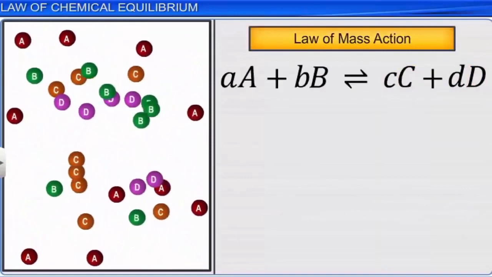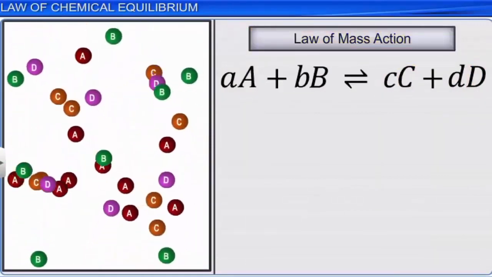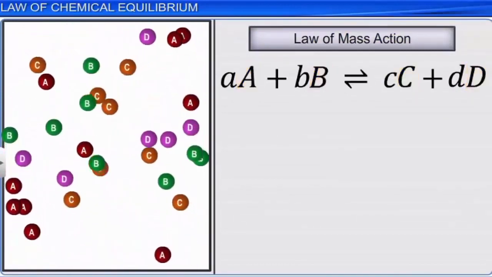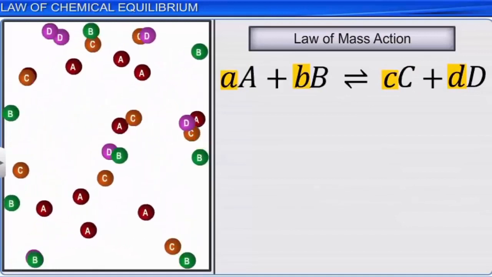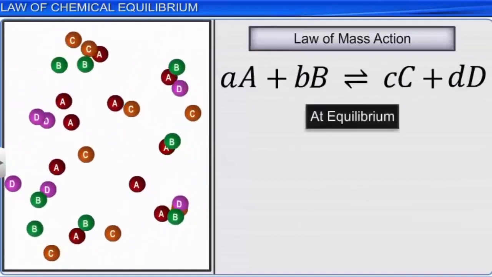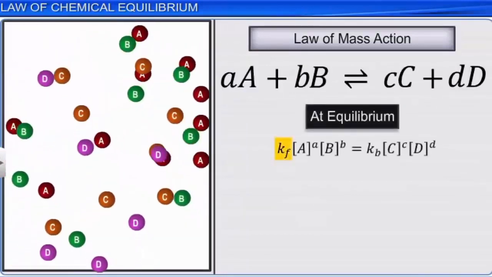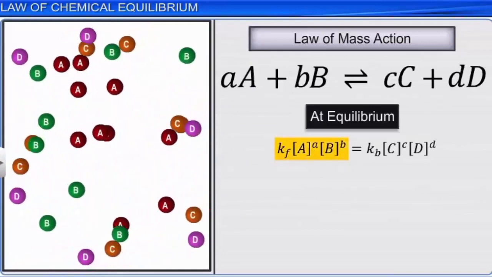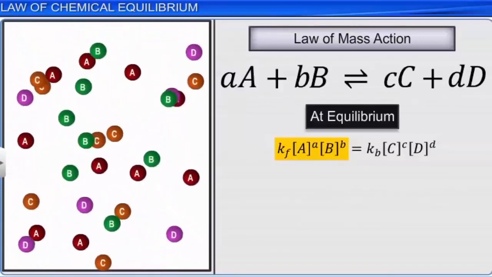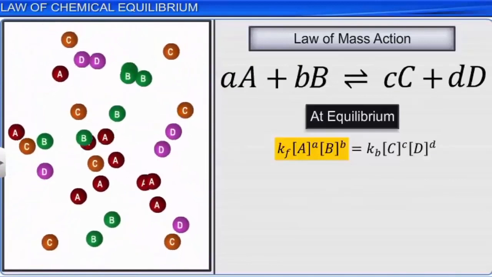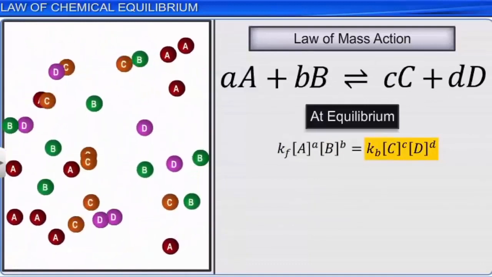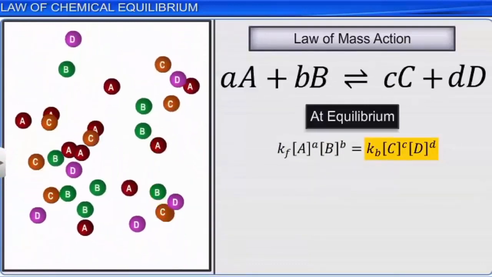On applying the law of mass action, the rate of such a reaction is proportional to the concentration of each species raised to a power equal to the stoichiometric coefficient of the reaction. It, therefore, follows that at equilibrium, Kf multiplied by the product of the concentration of the reactants A raised to the power of a and B raised to the power of b is equal to Kb multiplied by the product of the concentration of the products C raised to the power of c and D raised to the power of d.